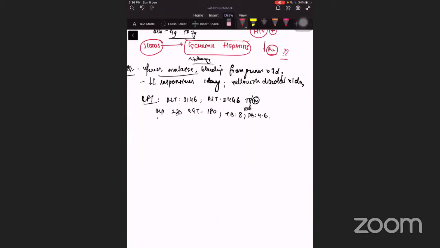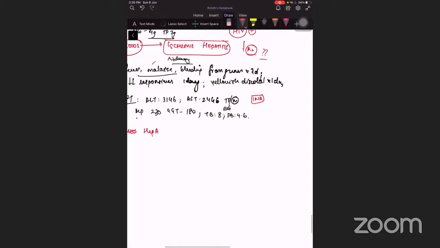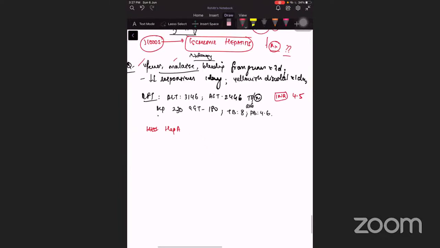Because there is a short history, fever, malaise, so the patient is going into... So the next thing you should also look at is the INR. That is why it's very important. So here, let's say it is 4.5 INR. So the patient has encephalopathy, he also has coagulopathy. So he's going into an ALF. And he also has jaundice. So this is ALF, and the patient going into ALF because of hepatitis A is less likely.